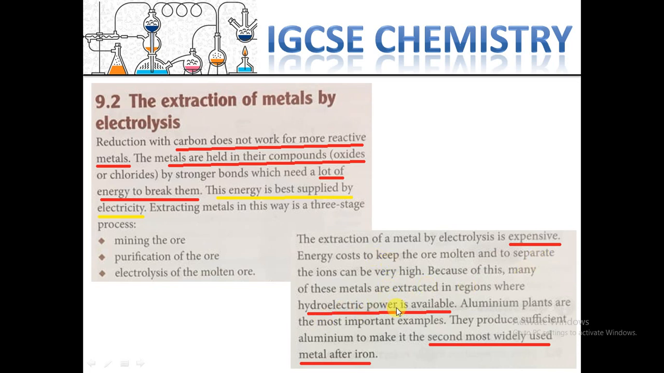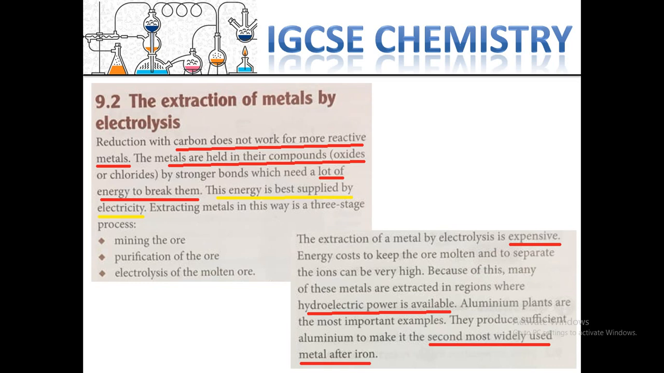Therefore this method can be launched in an area where hydroelectric power is available, like near the river or near the places which use water to produce power and electricity. So those regions can be a good place for extracting metal, and the factories for extracting these types of metal can be launched there.